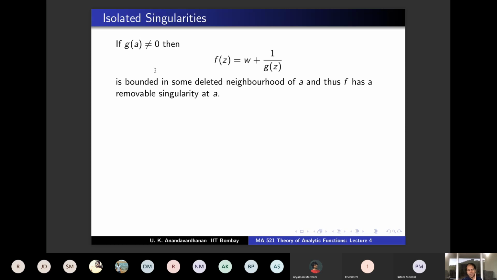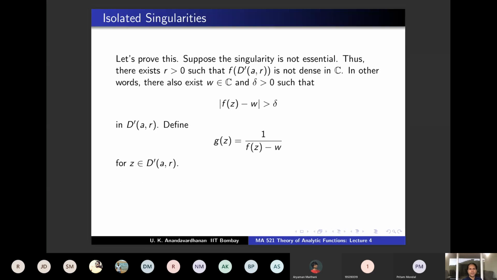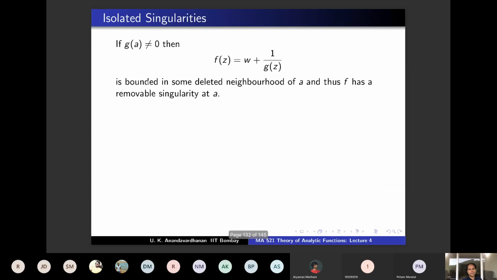I put deleted because I was appealing to that boundedness result in a deleted neighborhood. You don't need a deleted neighborhood. You know that G is bounded in a neighborhood of A, and by that result on boundedness in some deleted neighborhood, F has a removable singularity at A. F was not defined at A, so we still use the word singularity. For that reason, you're right.